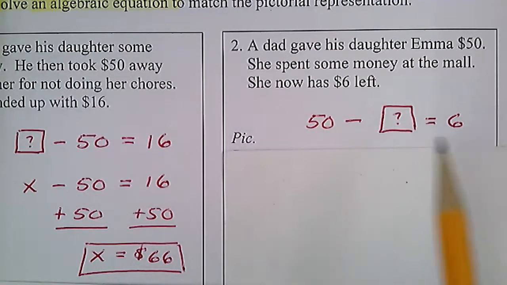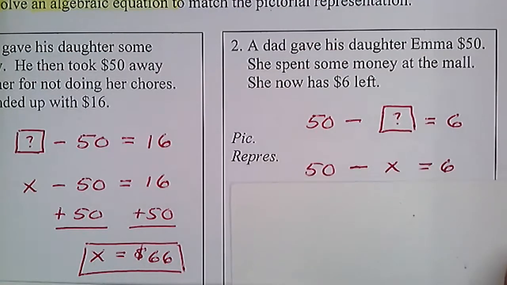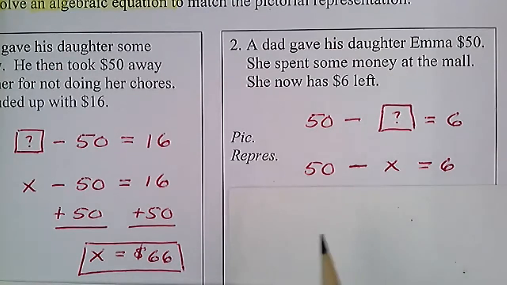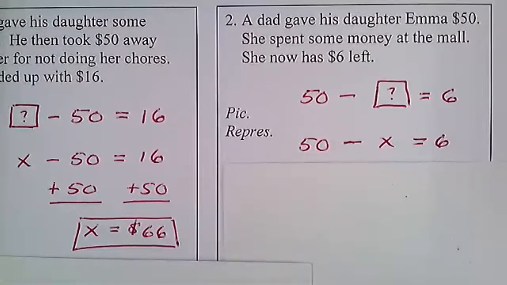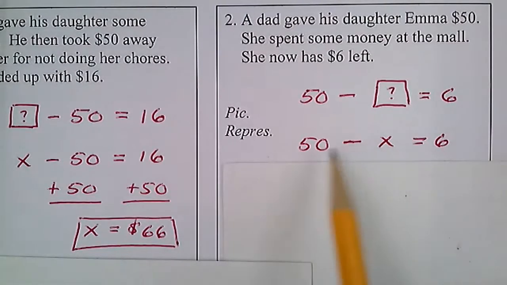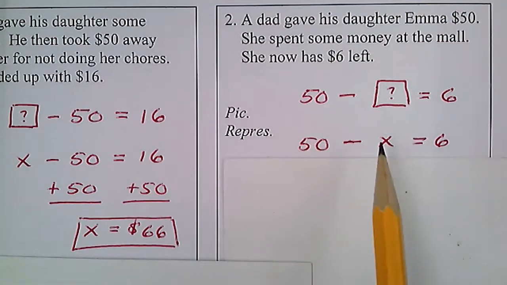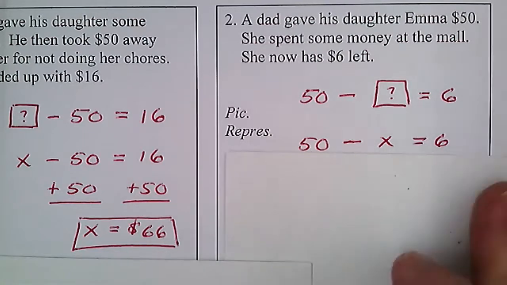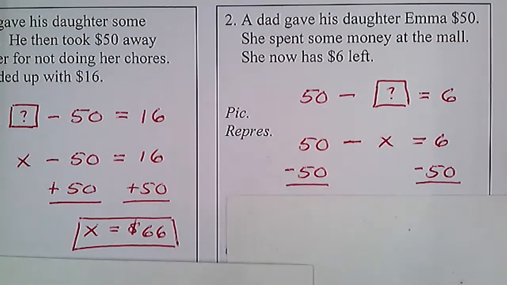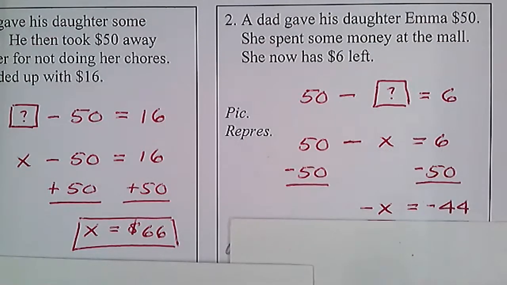Now if we translate this to algebra, we're going to replace the question mark tile with a variable. And we have 50 minus x is equal to $6. If we want to figure out how much this is algebraically, you could do it with simple common sense in your head: 50 minus how much is going to be $6 left over. But if we wanted to solve it algebraically, we would subtract 50 from both sides. So these cancel. We're going to have negative x is equal to 6 minus 50, which is negative 44.